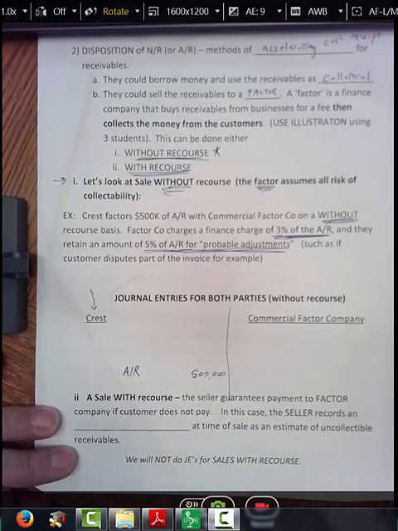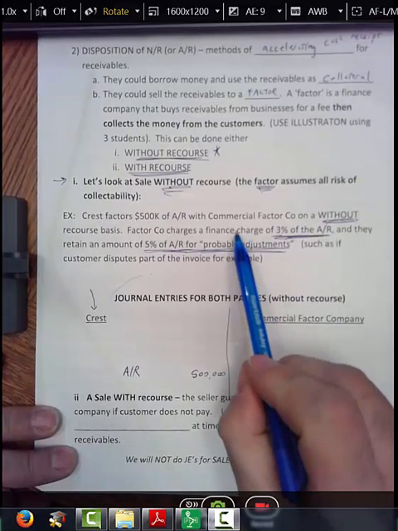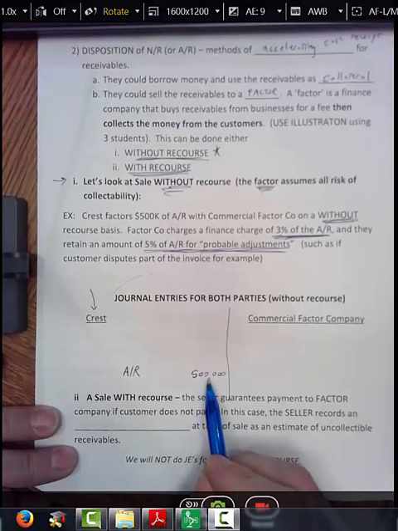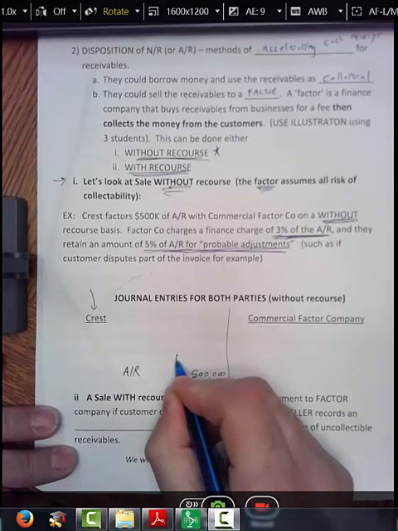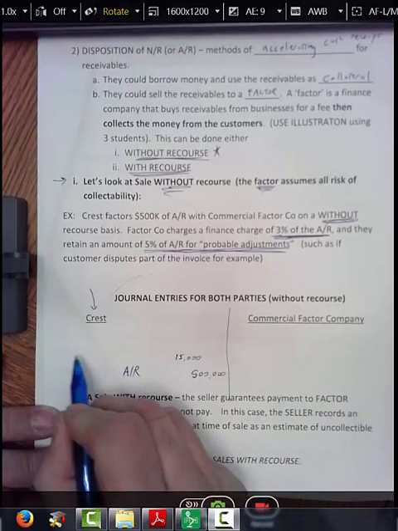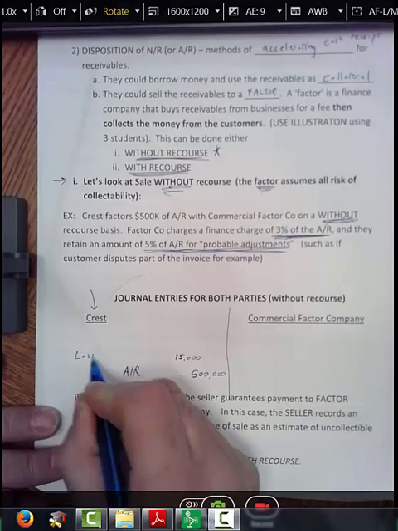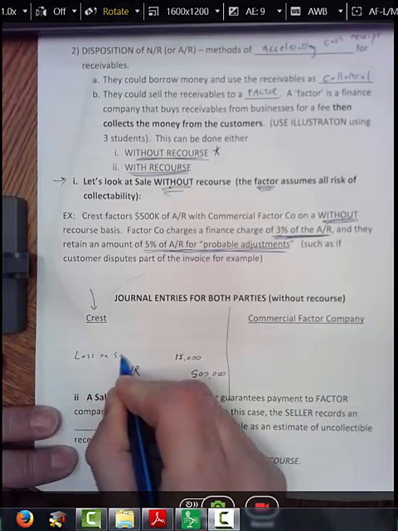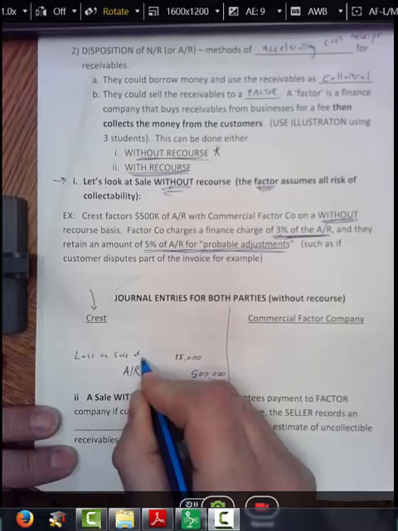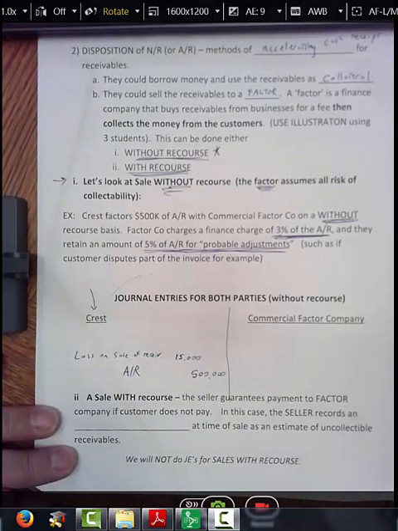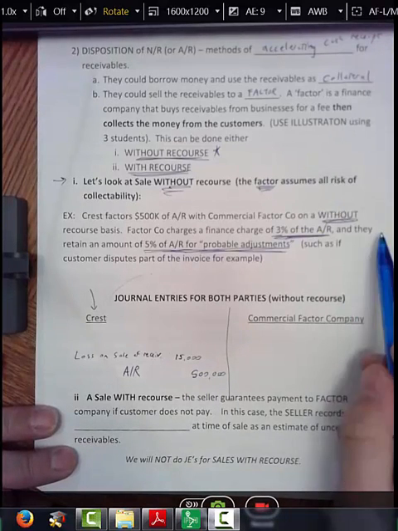Now, there is a finance charge of 3% of the accounts receivable. Well, 3% of 500,000 is 15,000. So Crest would debit an account called loss on sale of receivable, and like all losses, that would go on the income statement.